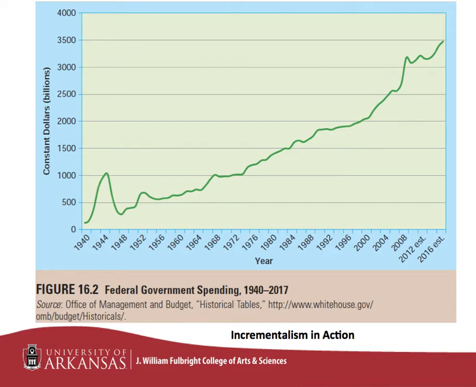Now, this leads to incrementalism, and we've talked about this previously. Incrementalism is the idea that you just make small, minor adjustments, and this is what we're seeing with federal government spending. It's not really that much in terms of major spending changes, and we can see in different policy areas that there's greater incrementalism than others where there might be greater change in other areas.